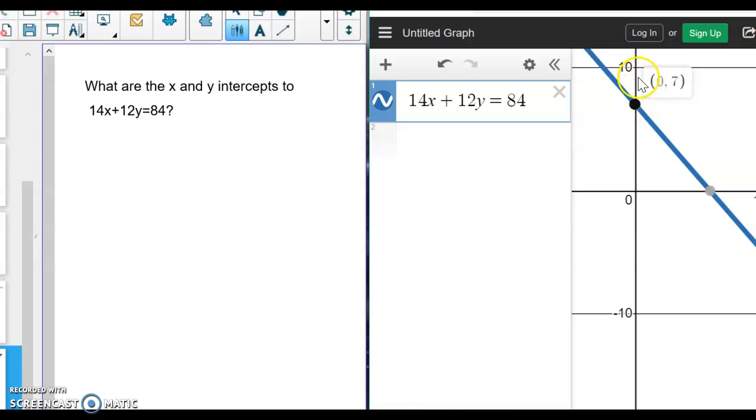My y-intercept, where it intercepts my y-axis, is (0, 7). The number is in the y spot. And my x-intercept is where it intercepts the x-axis, and it's at (6, 0). Notice how the number is in my x spot. And that's what you need to know.